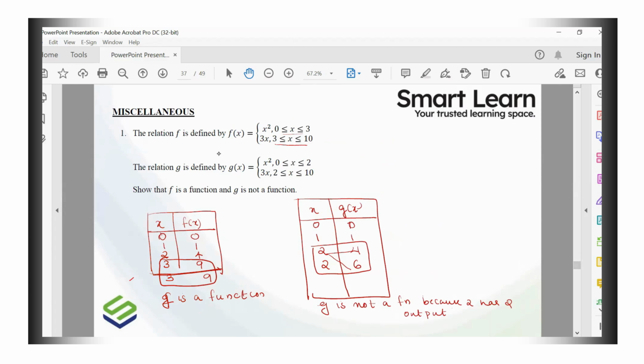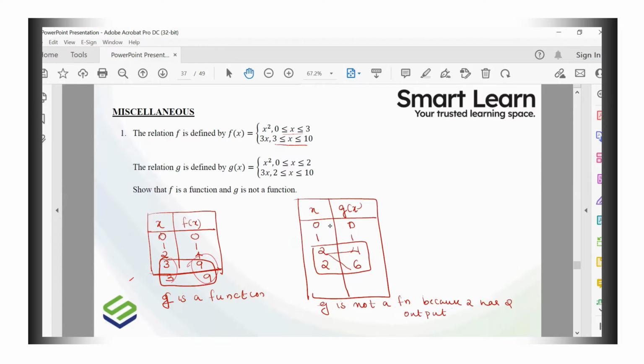Look at this question. Relation f is defined by... So I put this value 0, my answer will be 0. When I put 1, my answer is x square, that is 1 square. When I put 2, my answer is 2 square, 4. When I put 3, my answer is 3 square, 9. Okay, so here f is a function because each input has the same output only.